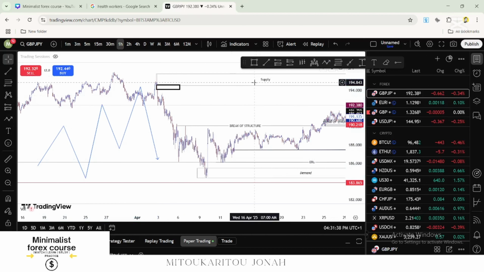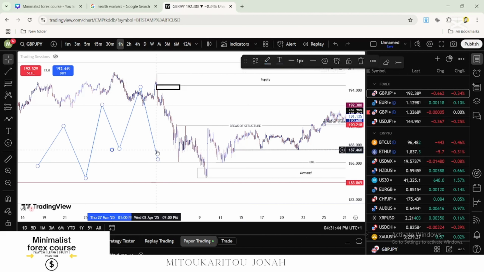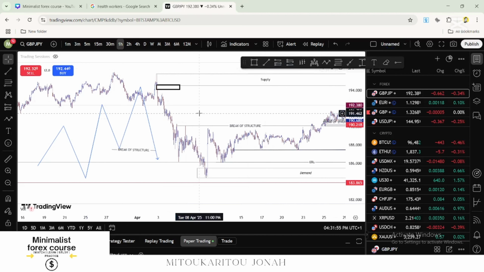So the market structure that we talked about before is now broken. It's a broken structure. So all you have to do is just take note of that part. And when a break of structure happens, the market has shifted. Okay. So when the market shifts like that, you now want to take your trades accordingly.